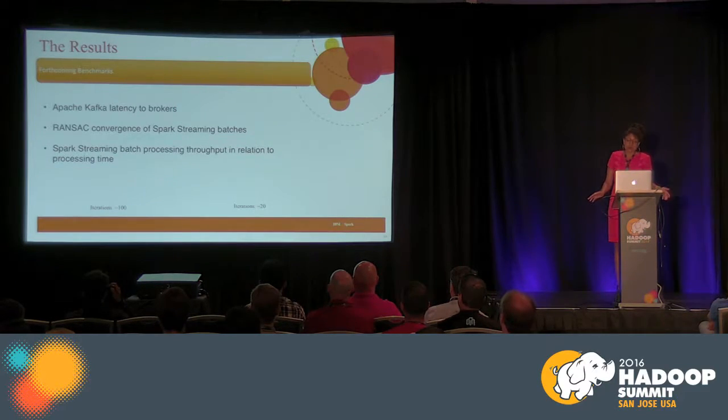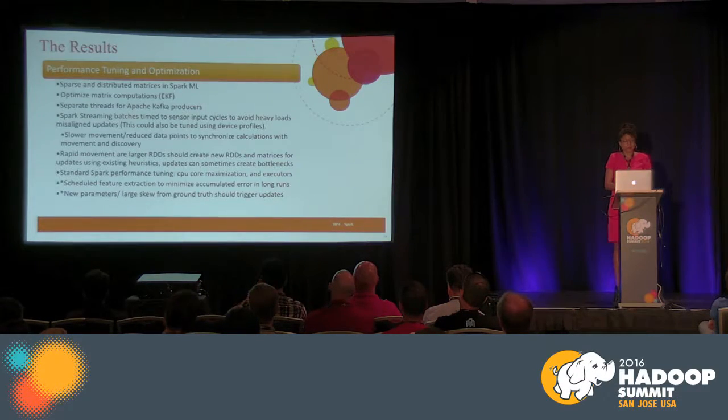So some of the benchmarks that I still need to go into are the RANSAC convergence on Spark streaming batches. We want to make sure that convergence is fast and optimal. And also need to measure the latency between the Kafka brokers. And we want to look at the batch processing throughput in relation to the processing time, just to make sure that those two parameters are optimized.